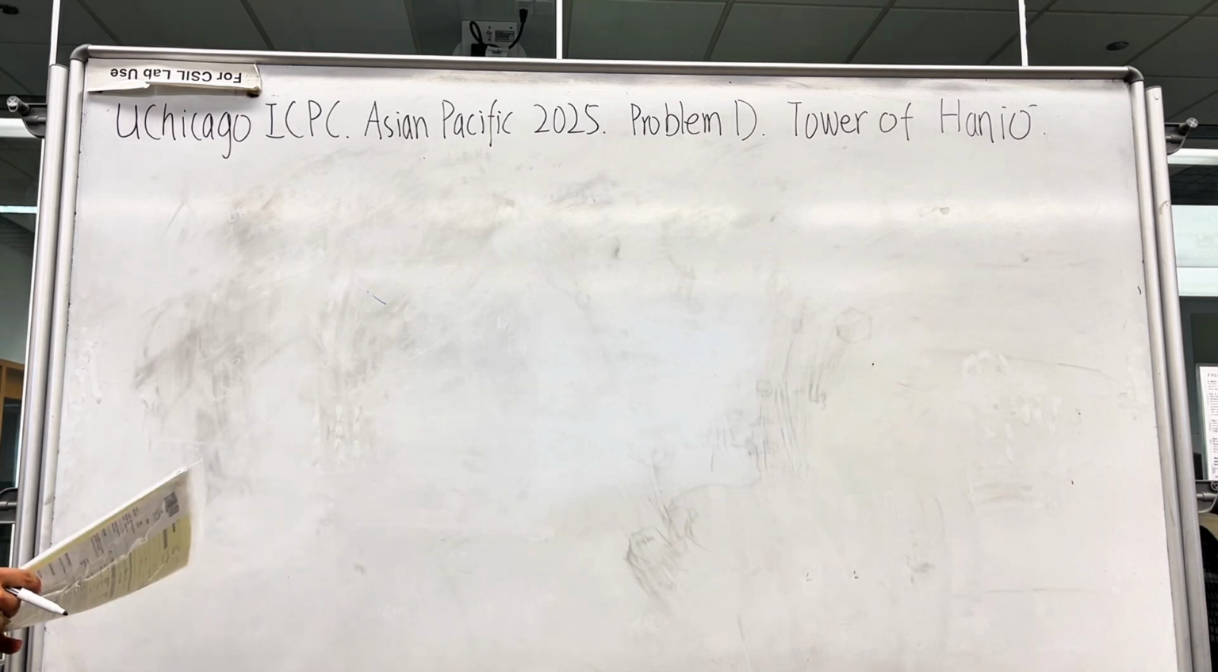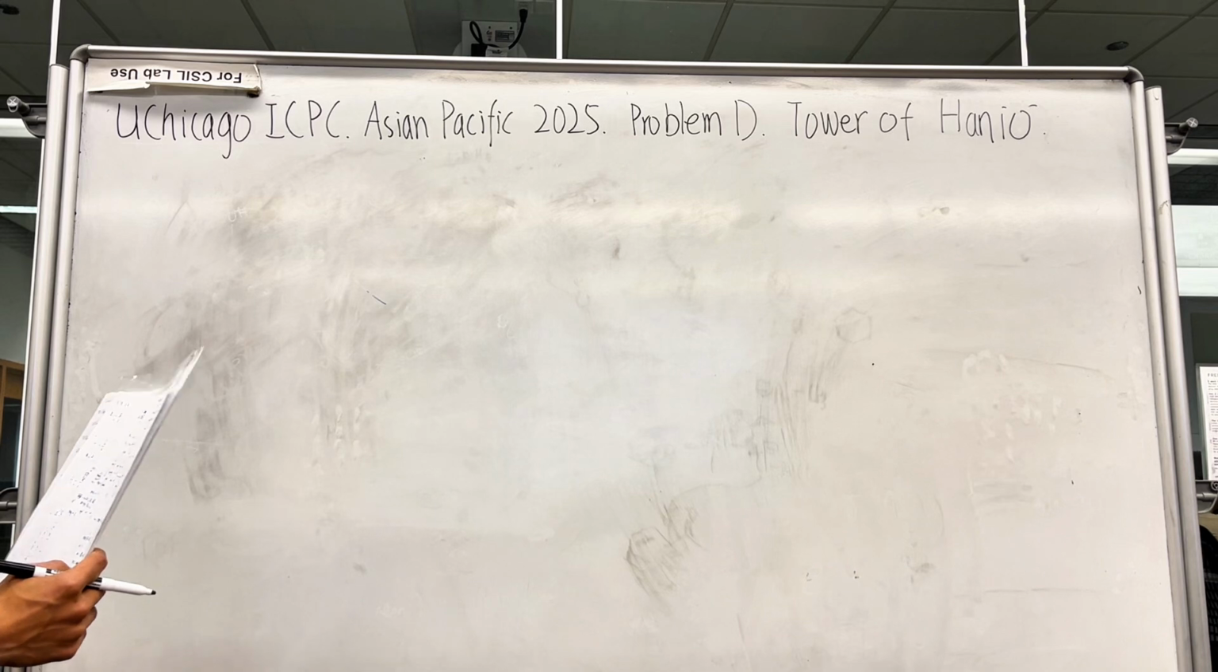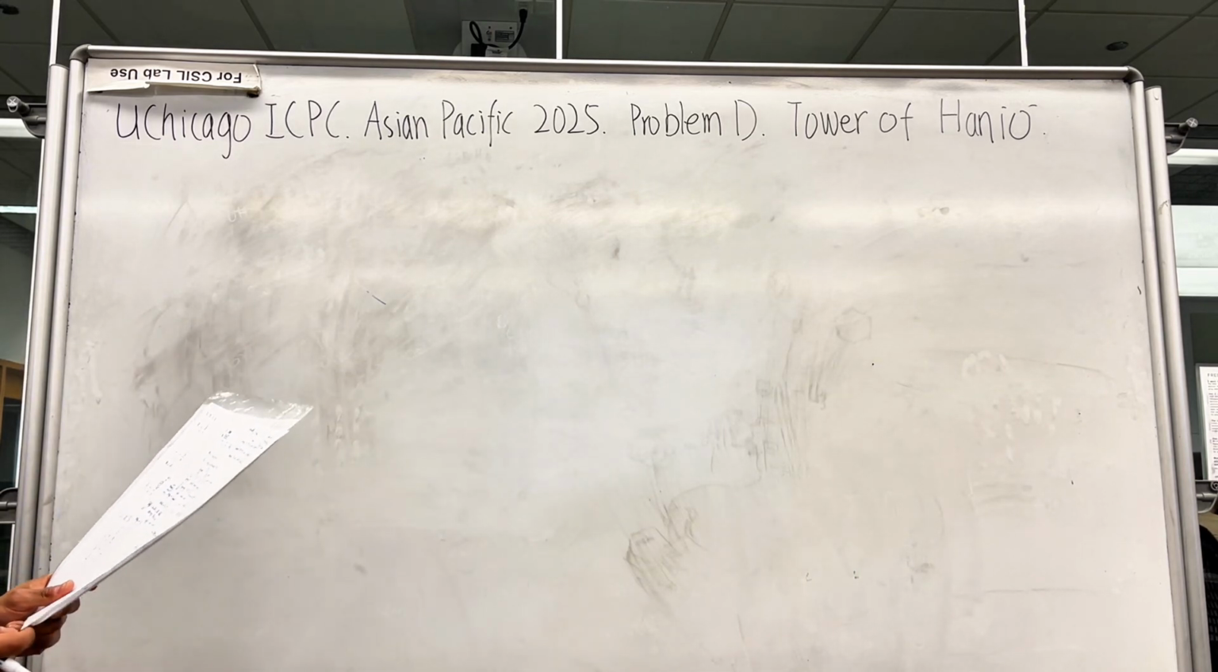Today we will walk through a 2025 Asian Pacific problem. Problem D, the Tower of Hanoi.